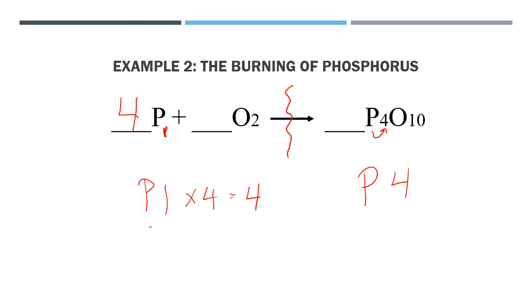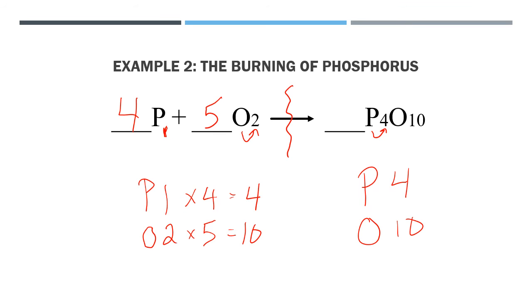And now we go to oxygen. Oxygen has 2 on the left, because that's what's written there, and then oxygen has 10 on the right. So we have to ask ourselves, what do we have to multiply 2 by to get to 10? And of course the answer is 5, because 2 times 5 is 10. So I'm going to put a 5 in front of the O2.